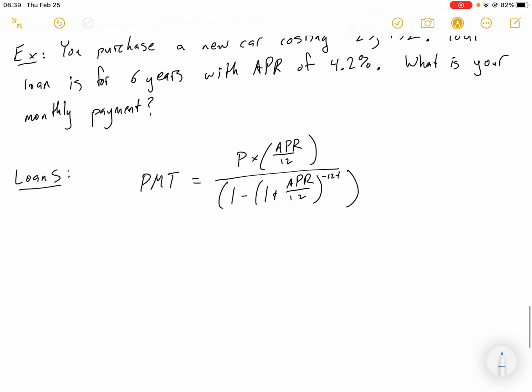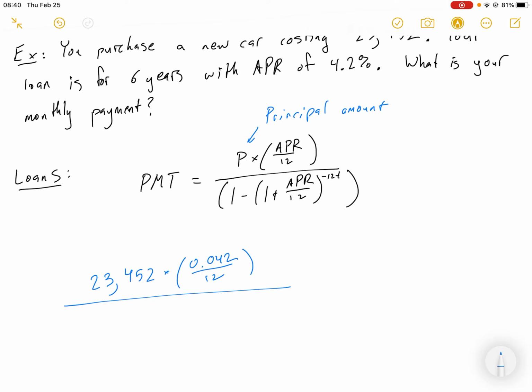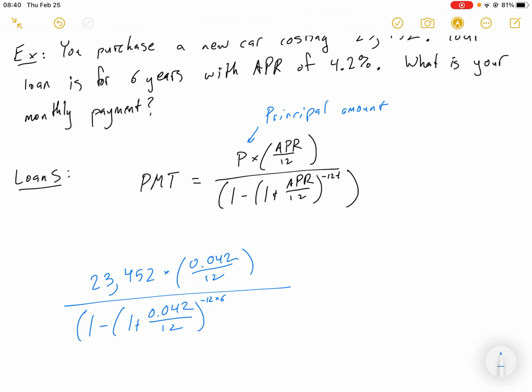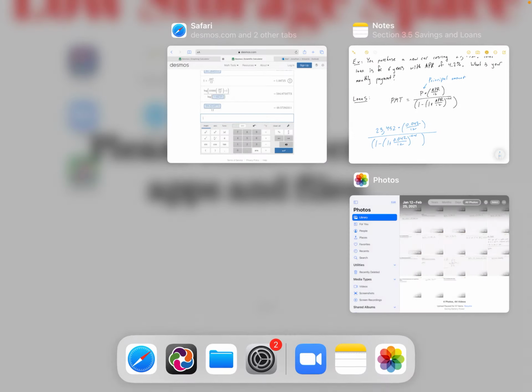So let's go ahead and fill in this formula now for our example. The principal amount of the loan is that $23,452, times our APR, which is 0.042 over 12. Divide all of that by, and the loan is for 6 years, so we'll do times 6. Let's go ahead and plug that into a calculator.